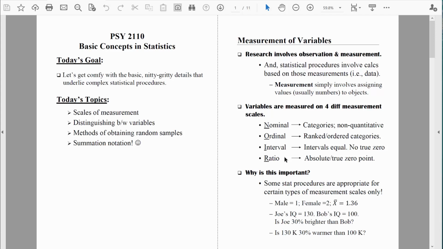So if you drive 50 miles to go to campus and I drive 25 miles to go to campus, you do drive twice as far. That's a ratio level comparison. Let's just go through one more real quickly.